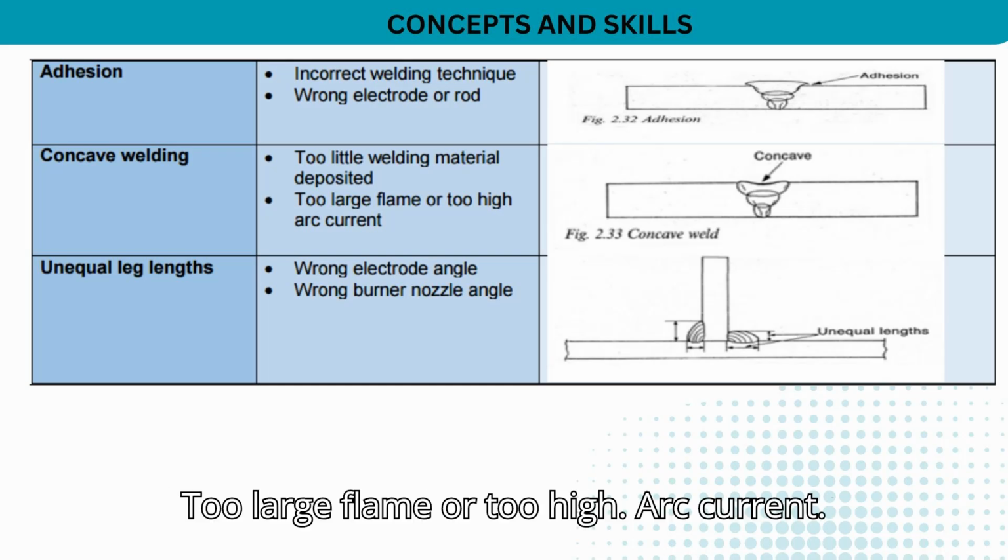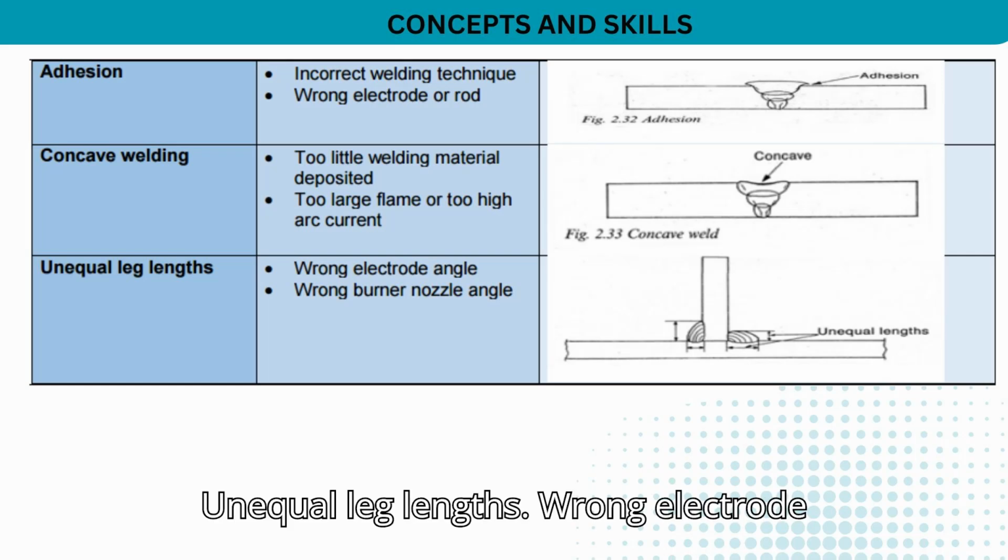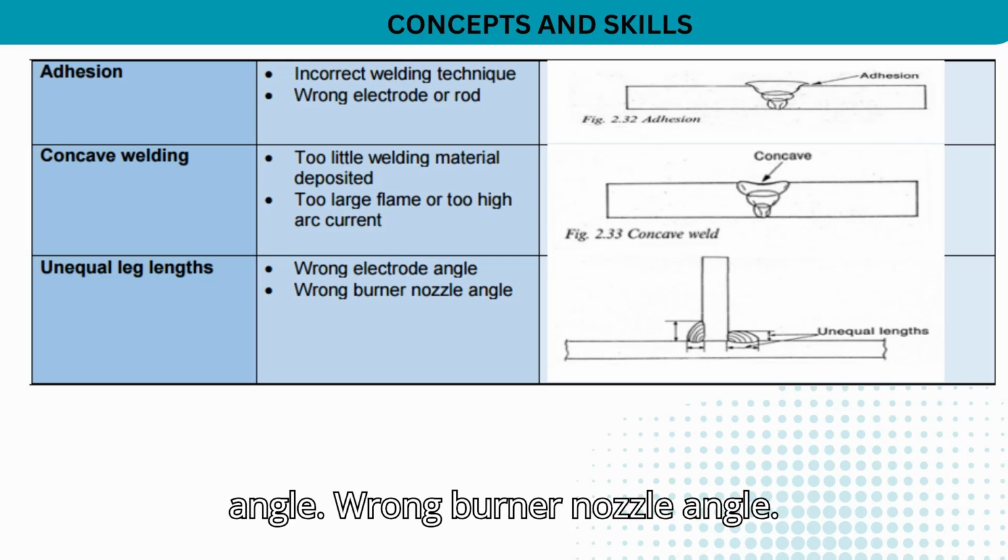Overlap: too large flame or too high arc current. Unequal leg lengths: wrong electrode angle, wrong burner nozzle angle.